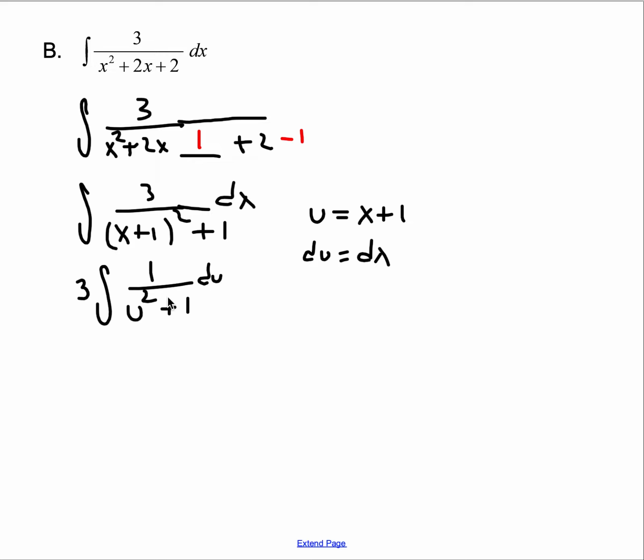And again, I already know that the integral of 1 over u squared plus 1 is just going to be the tan inverse. So in this case, my answer is going to be 3 times the tan inverse of u plus c. And remember, u is equal to x plus 1. All right, so those are the techniques.